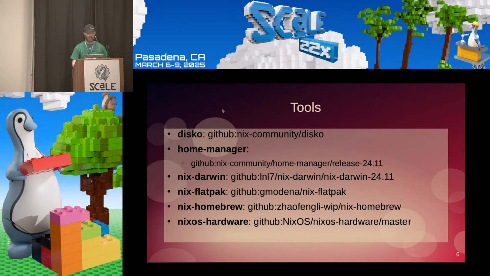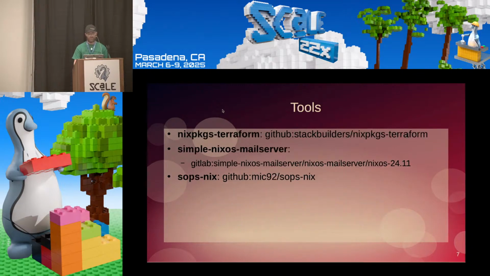And so between my Mac and multiple Linux laptops and some servers, I take advantage of Disko, Home Manager, Nix Darwin, Nix Flatpak, Nix Homebrew, Nix Hardware, Nix Packages, Terraform. Simple NixOS Mailserver is pretty awesome if you need to make email on Nix work and you don't want to have to figure out how to manually configure all the crap to make it work and actually do all the right things and be secure.